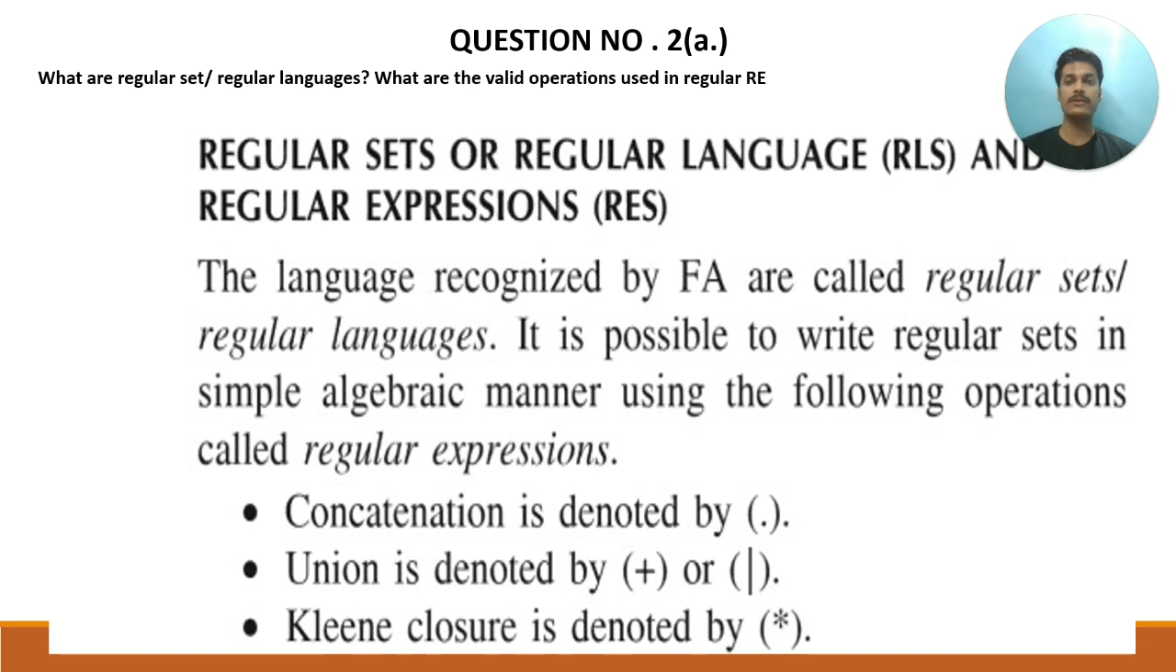Question number two is regular sets or regular languages and regular expressions. What are regular sets, regular languages, and what are the valid operations used in regular expressions? The languages recognized by finite automata are called regular sets or regular languages. It is possible to write regular sets in a simple algebraic manner using the following operations, called regular expressions. Concatenation is denoted by the dot operator, union is denoted by plus, and Kleene closure is denoted by the star operator.